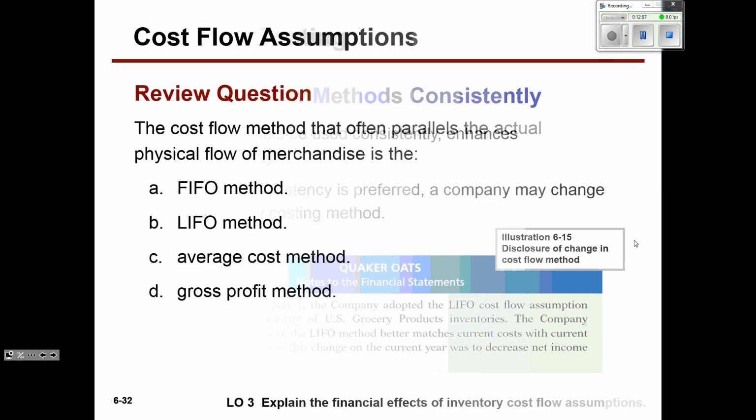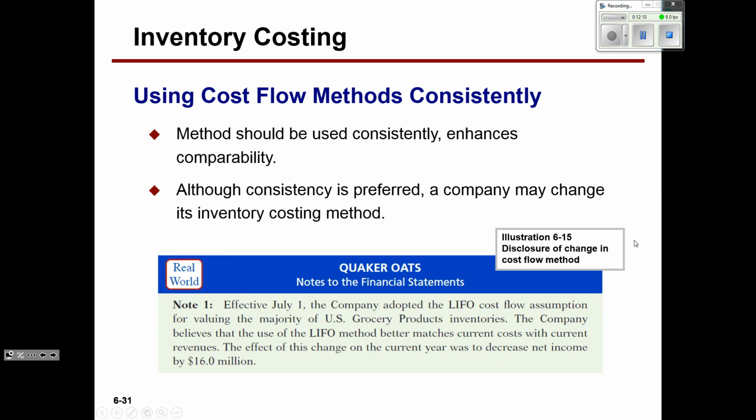Maybe this answers our question. Hang on here. Method should be used consistently, enhances comparability. Although consistency is preferred, a company can change its inventory costing method. I just think it's cumbersome.